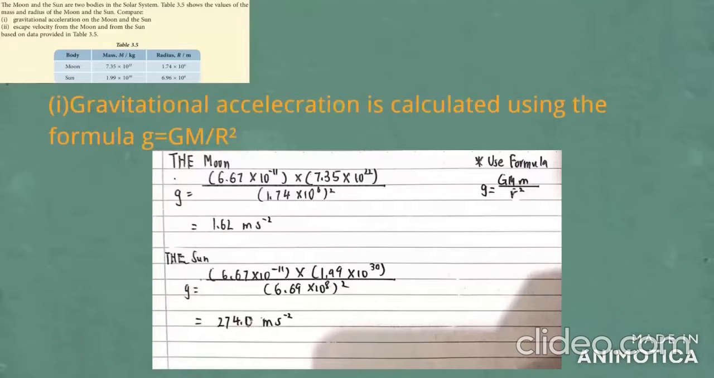First question, gravitational acceleration is calculated using the formula below, g equals GM over r squared. The moon's gravitational acceleration, using this formula, we will get g equals 1.62 meters per second squared, while the gravitational acceleration of the sun is also calculated using the same formula, and we will get g equals 274 meters per second squared, using this formula, which is g equals GM over r squared.